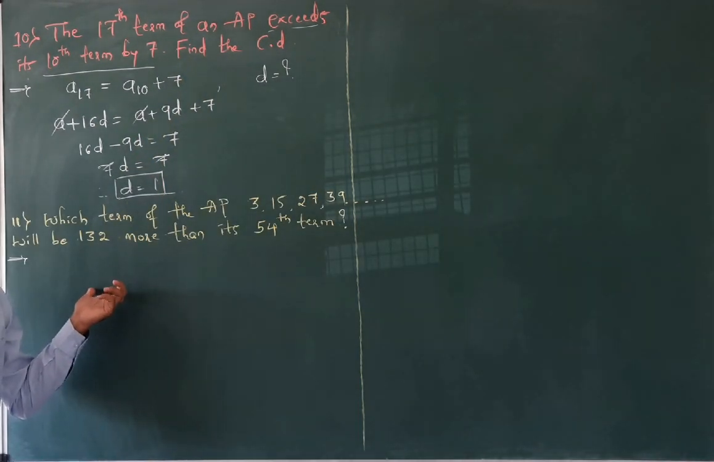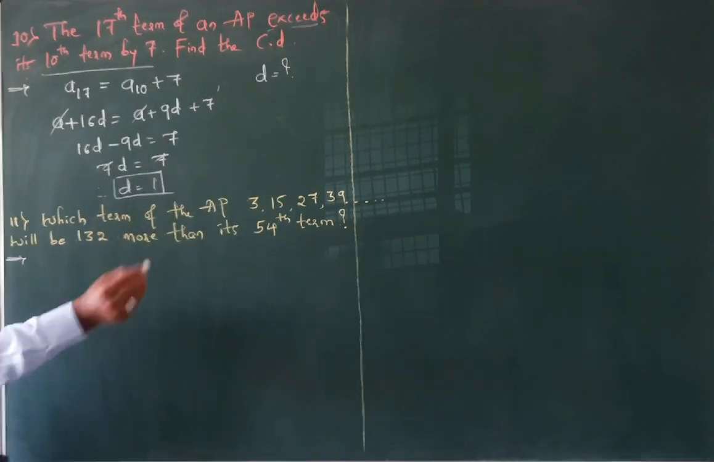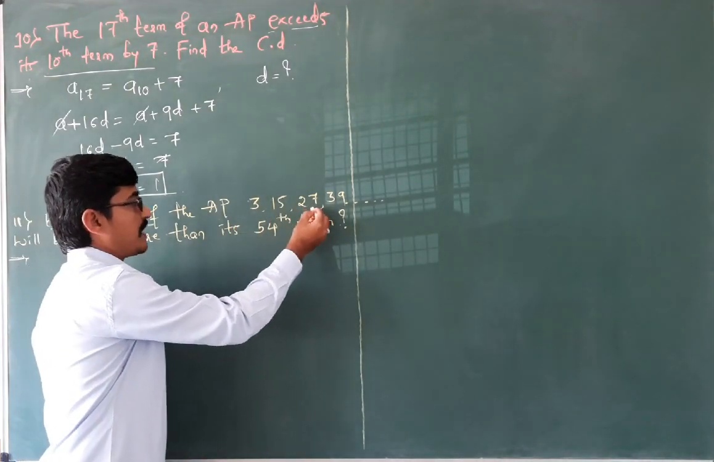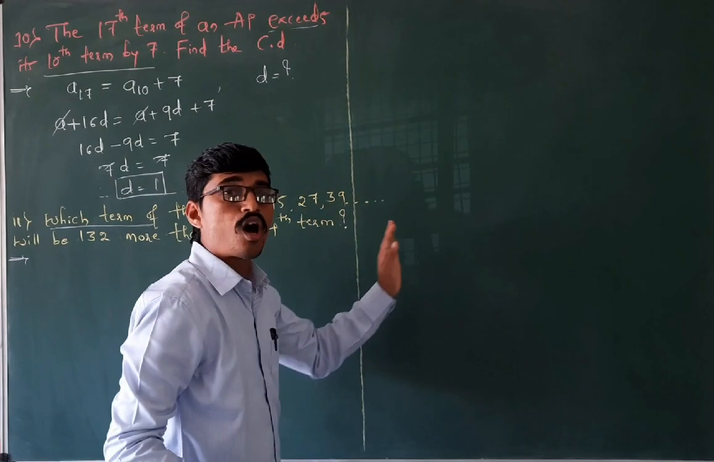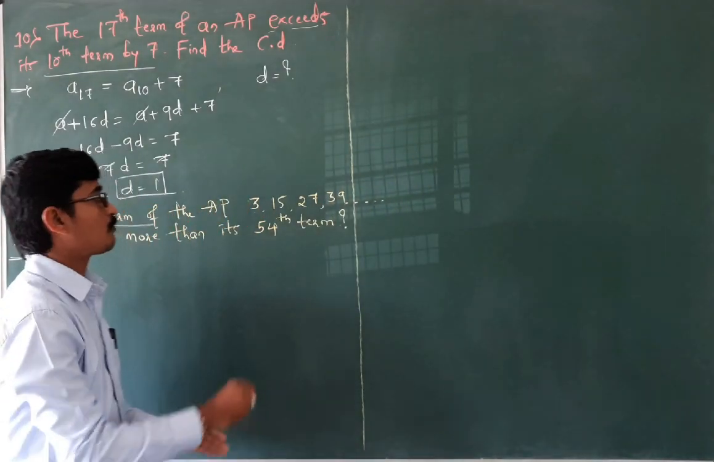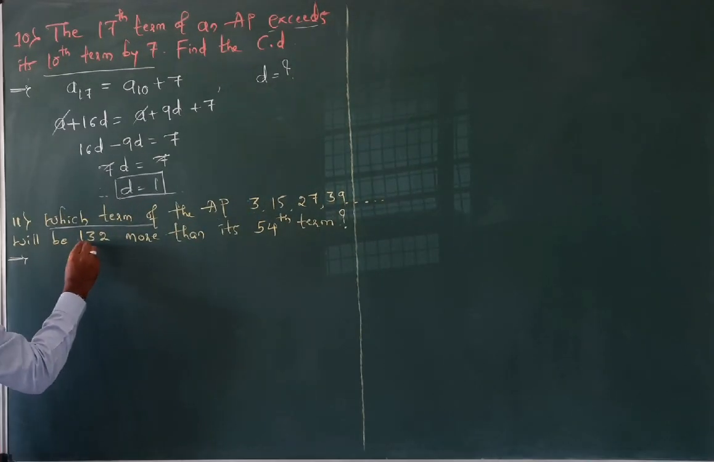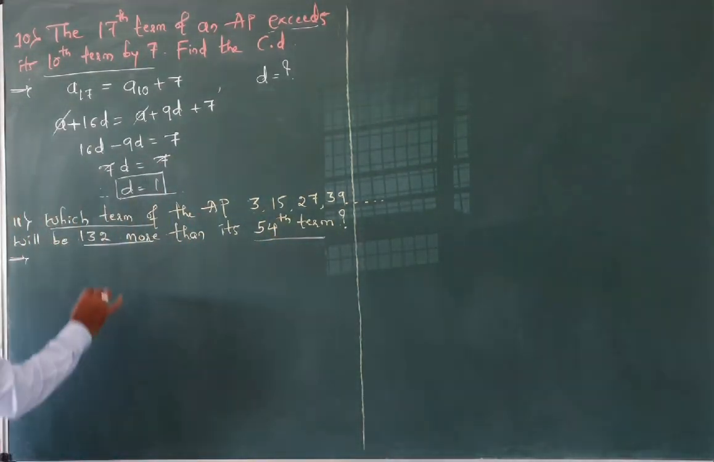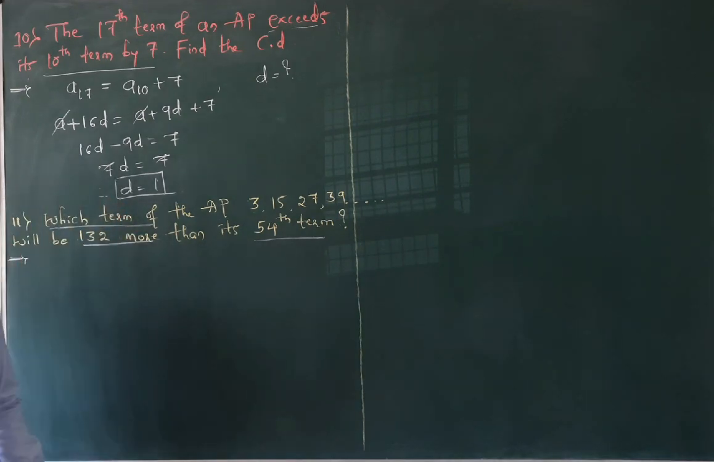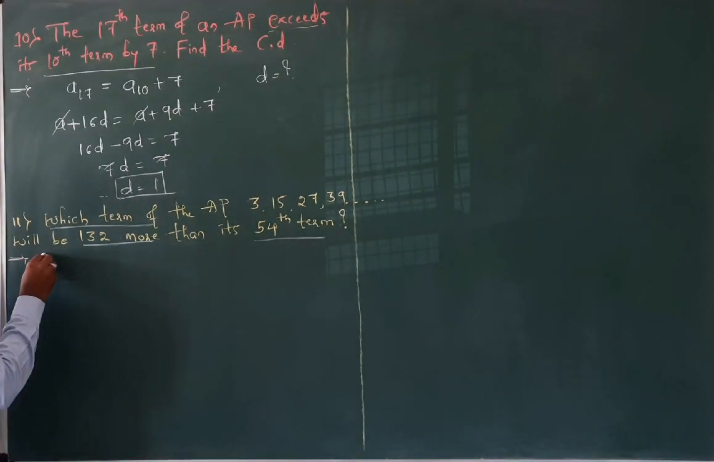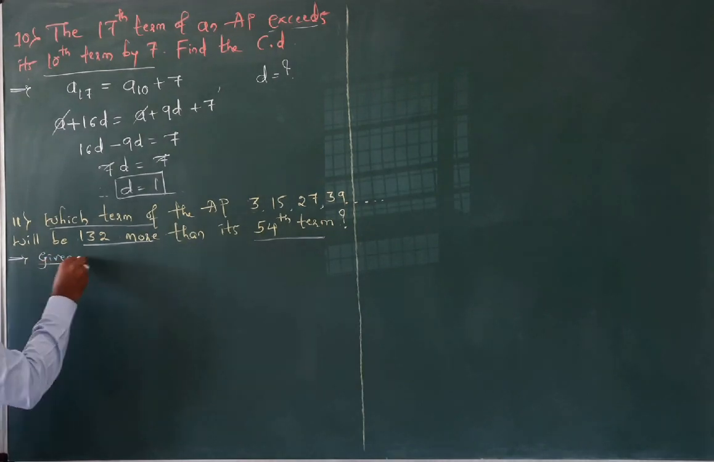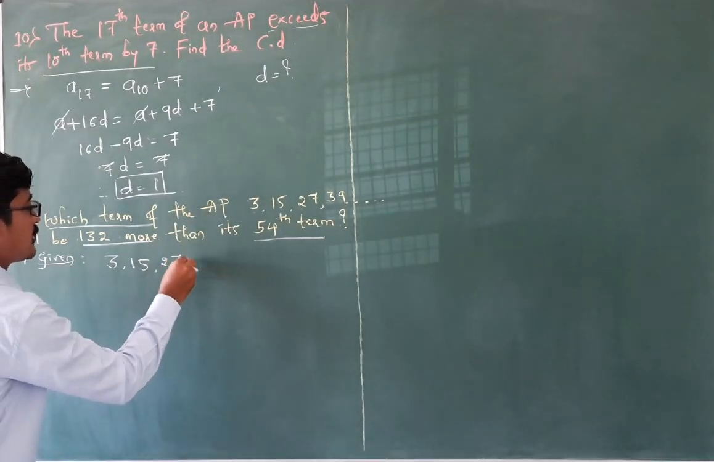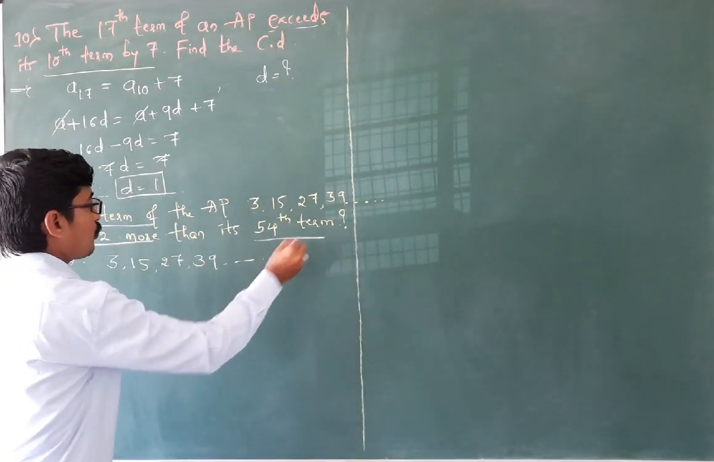Now question number 11. Here the question is, which term of the AP 3, 15, 27, 39 and so on, up to nth term, will be 132 more than its 54th term? So what is asked here? Which term? n is the question mark. So I will write the given things. Given, the AP is 3, 15, 27, 39 up to so on.